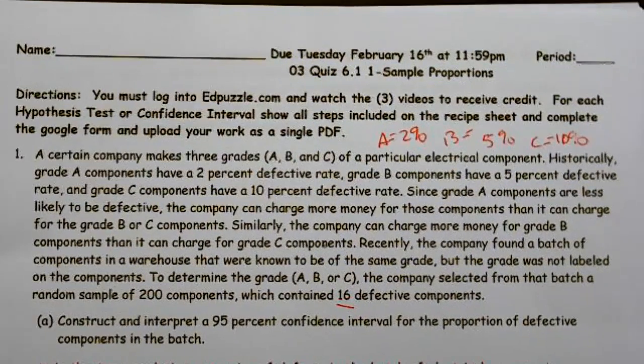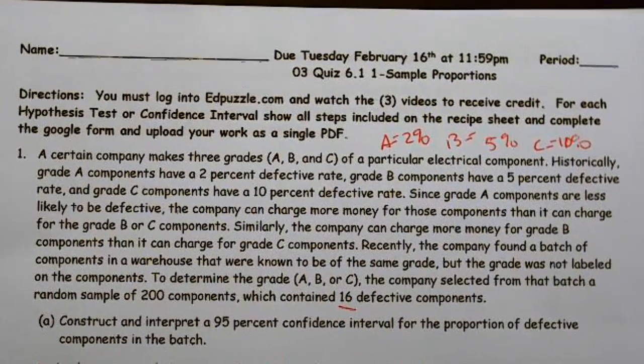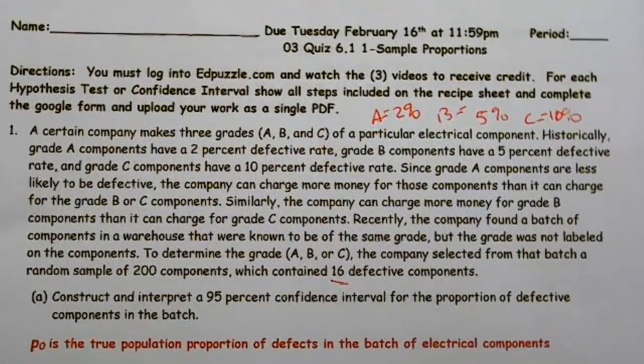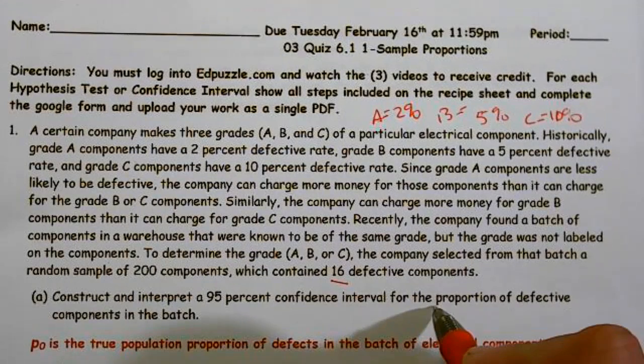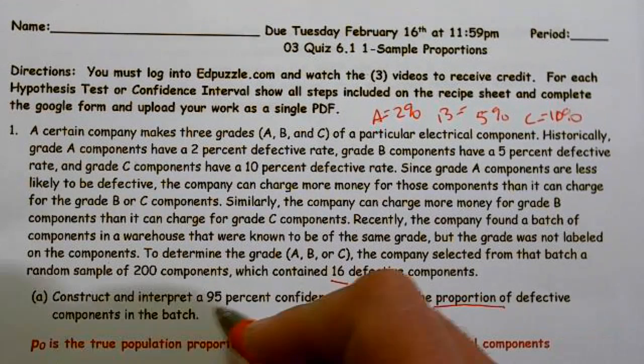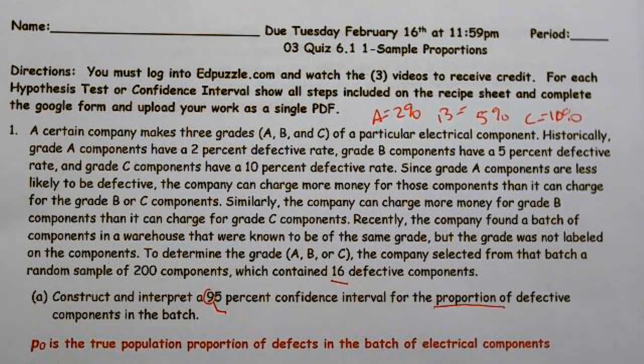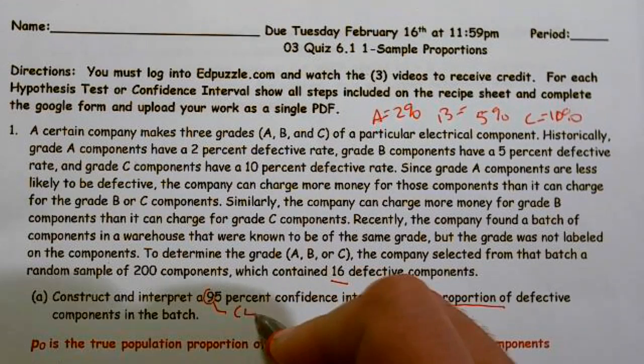So part A says, construct and interpret a 95% confidence interval for the proportion of defective components in the batch. Well, according to our recipe, the very first thing we have to do is define the parameter. And the parameter here is the proportion, and then we're going to actually make a 95% confidence interval. So this will be our confidence level right here.